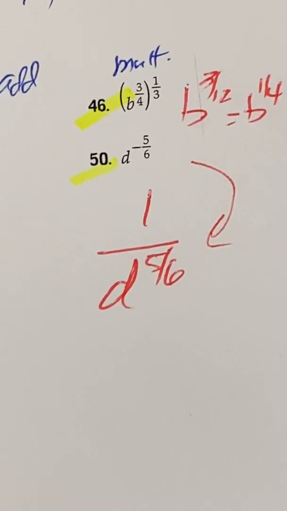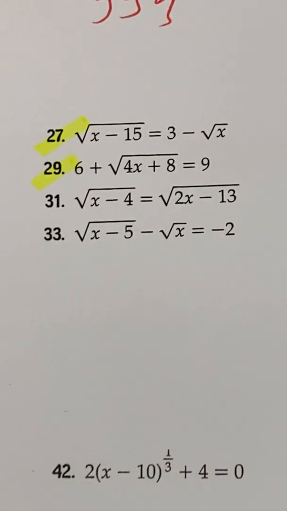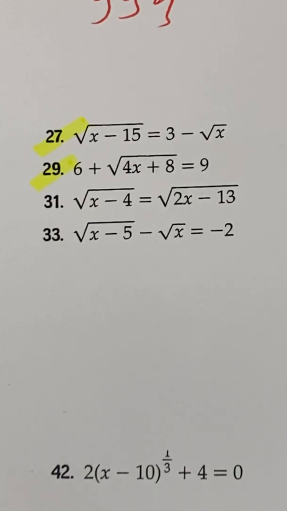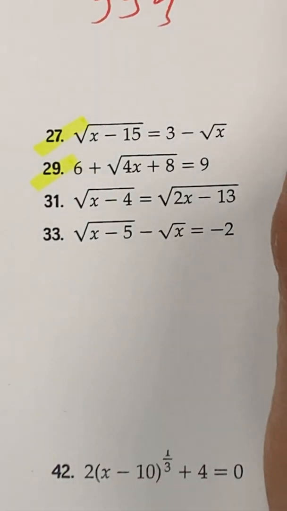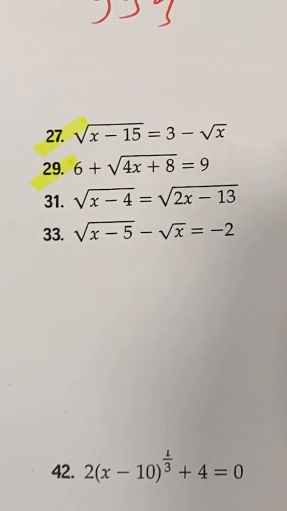Okay, guys. Last part are all those equations. First ones are pretty simple. Here I am right here. Everybody see them? Okay, I'm going to write this over to the side of my paper so I can have more room to work it out. Square root of x minus 15 equals 3 minus the square root of x.